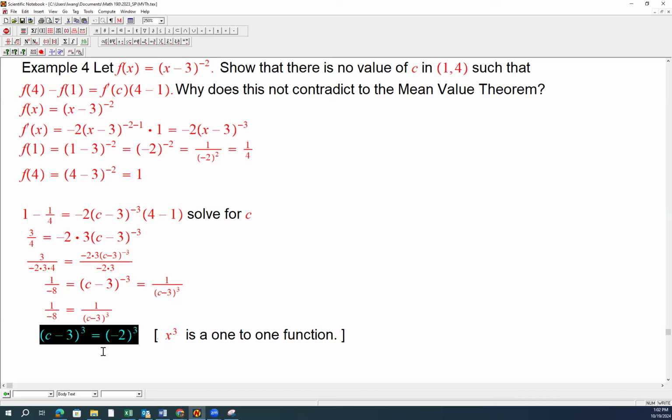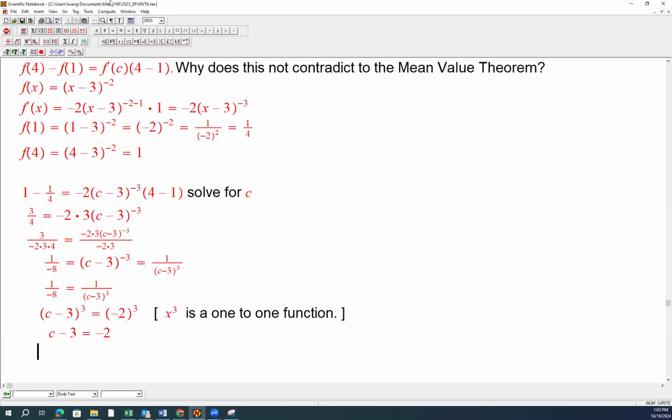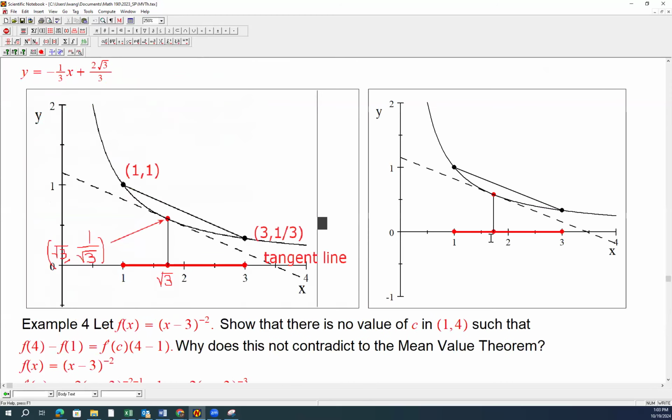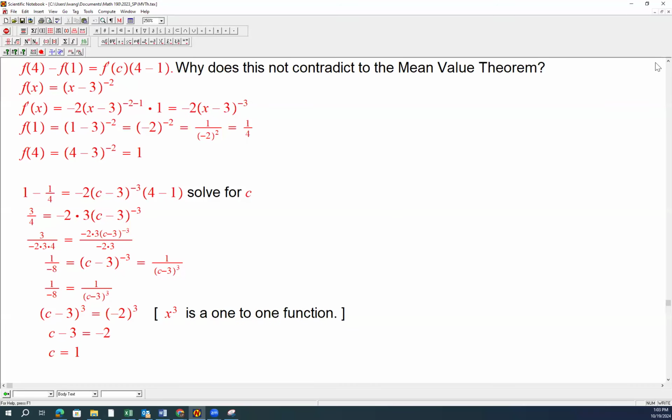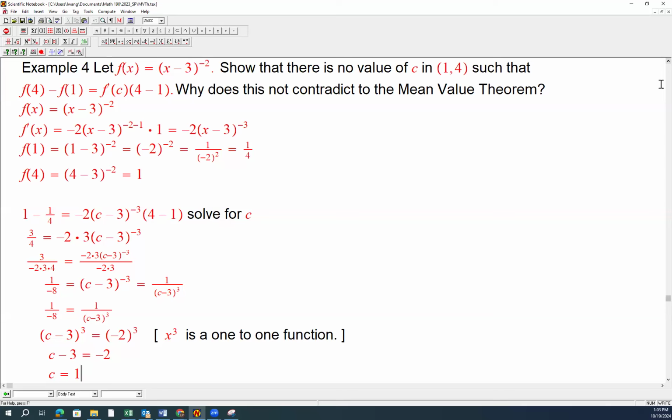So this relationship tells us what? They raise to power 3, so c minus 3 must equal -2. And as a result, c equals +1. C equals +1.